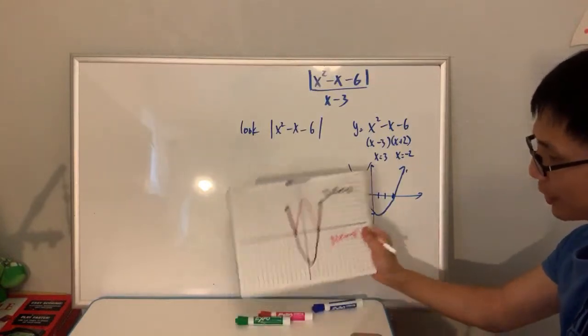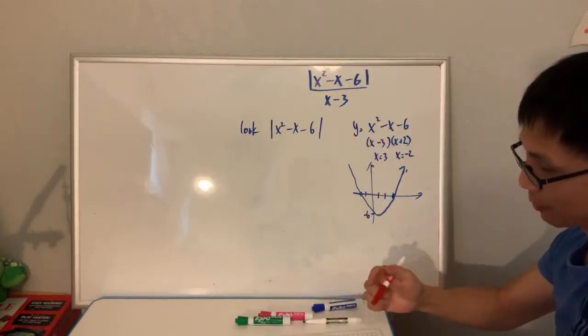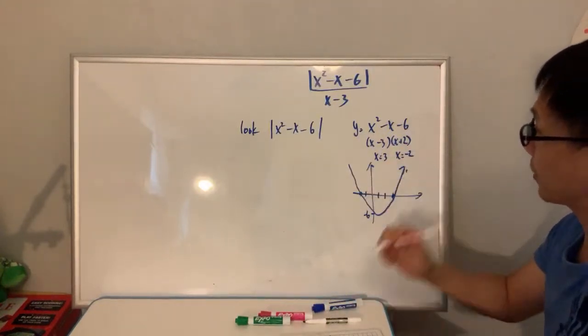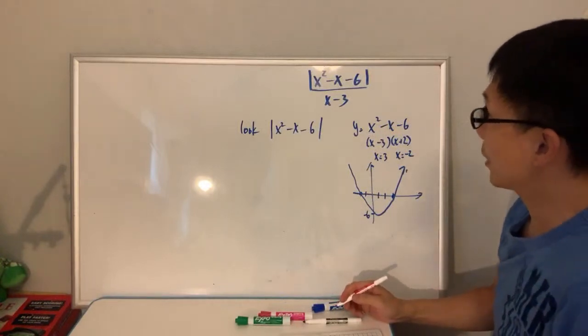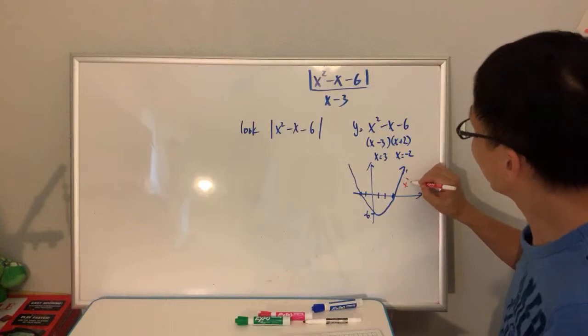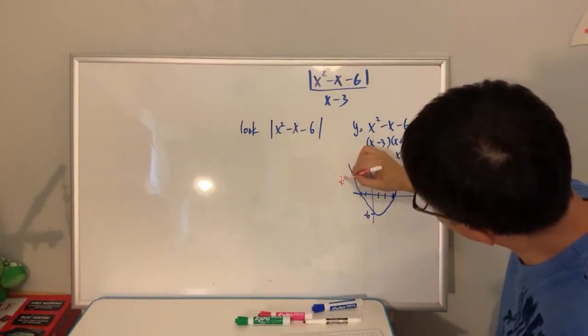So what I'm going to do is use that as the trick. I'm going to write it in terms of a piecewise function. So how do I write this as a piecewise function? Well, this part is going to be the original function, which is x squared minus x minus 6. This part is going to be x squared minus x minus 6.